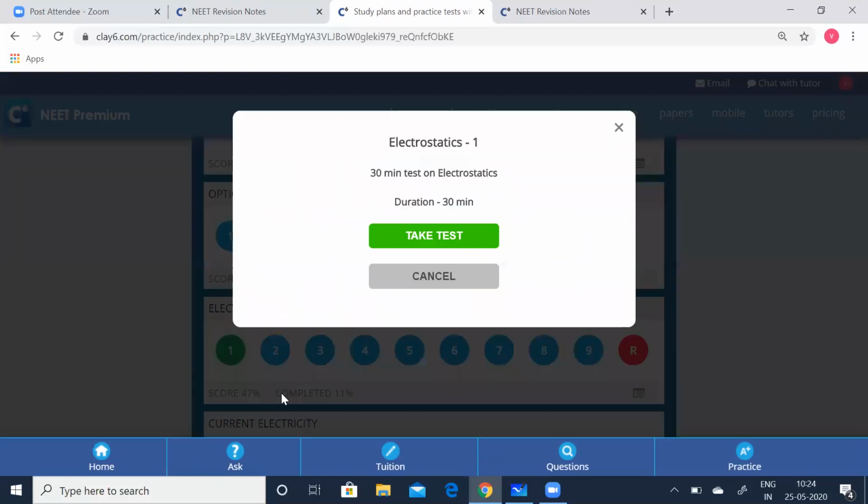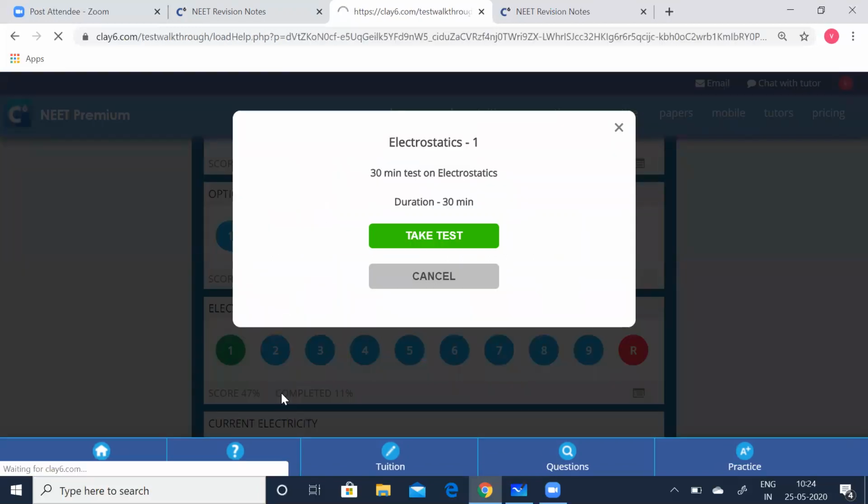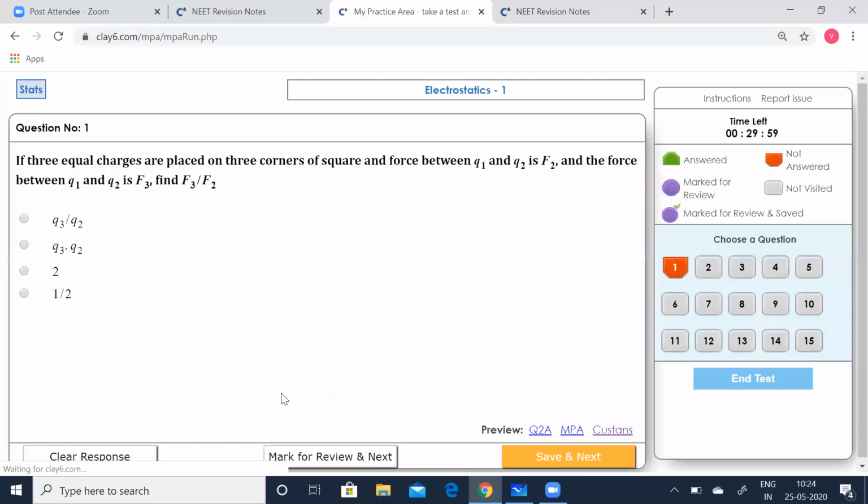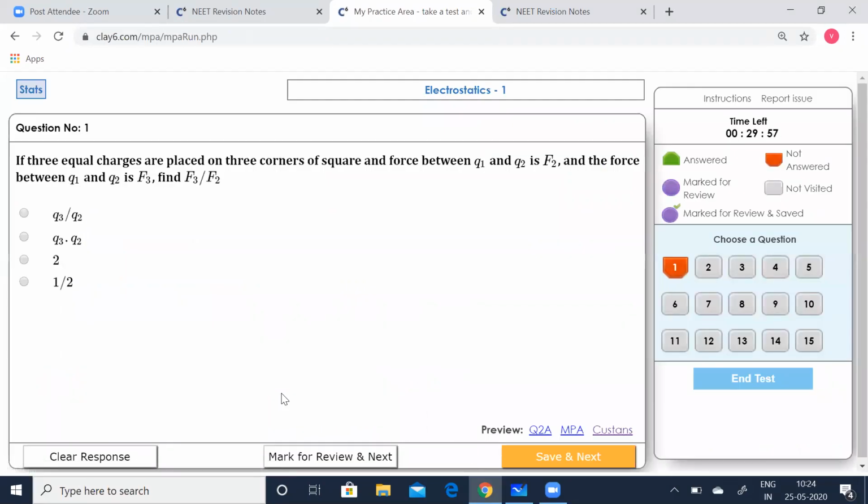Now let's go to electrostatics. I'll take the first test. Click on take test. I understand, go to the test. Now look into the first question. If three equal charges are placed on three corners of a square, and the force between Q1 and Q2 is F2, and the force between Q1 and Q3 is F3, find F3 by F2.